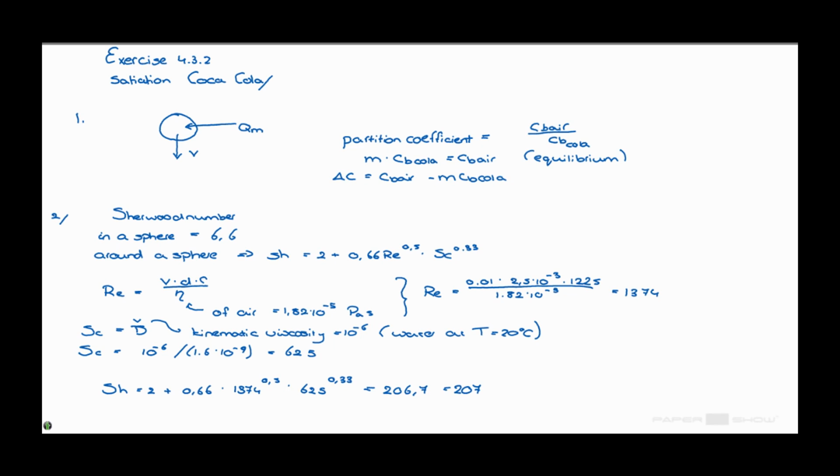Then for the third question, we have to calculate the resistance of the air and the resistance of the Coca-Cola. Before this question, we need the Sherwood numbers of the second question. So for the resistance of Coca-Cola, we need the Sherwood number of Coca-Cola times the diffusion coefficient divided by the diameter of the droplets. This is 6.6 as Coca-Cola is the droplets. So the resistance is in the droplet, so it's 6.6 times 1.6 times 10 to the power of minus 9 divided by 2 times 10 to the power of minus 3. And this equals 5.28 times 10 to the power of minus 6. The diffusion coefficient is that of water, as Coca-Cola is assumed water.